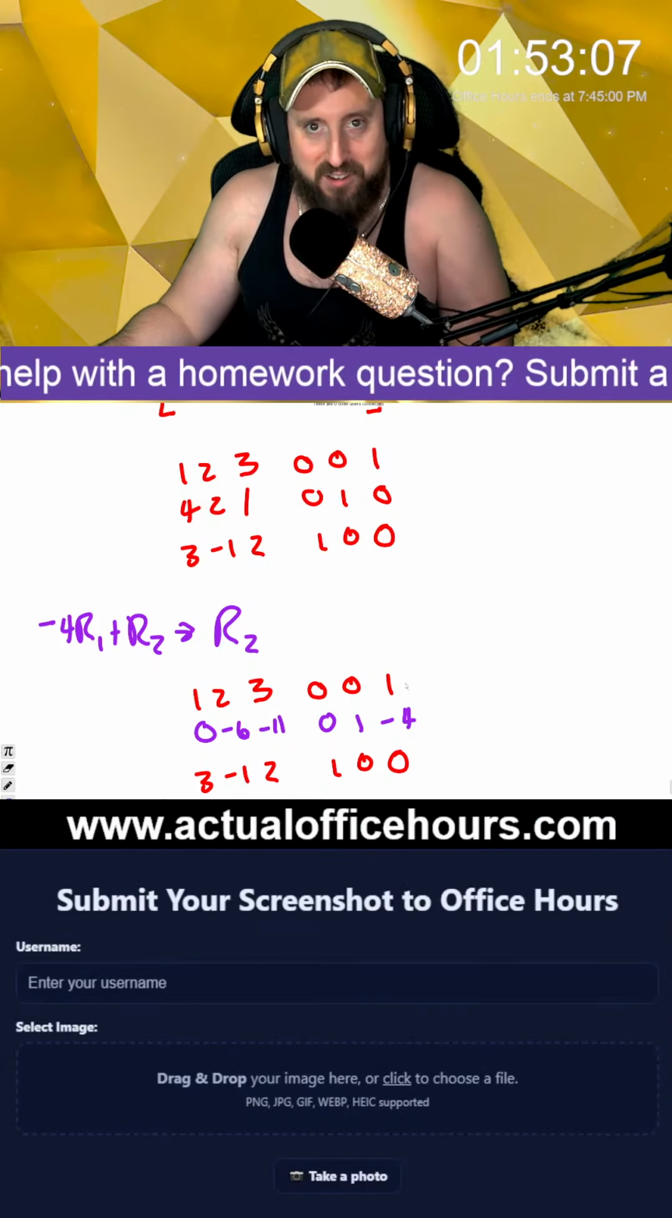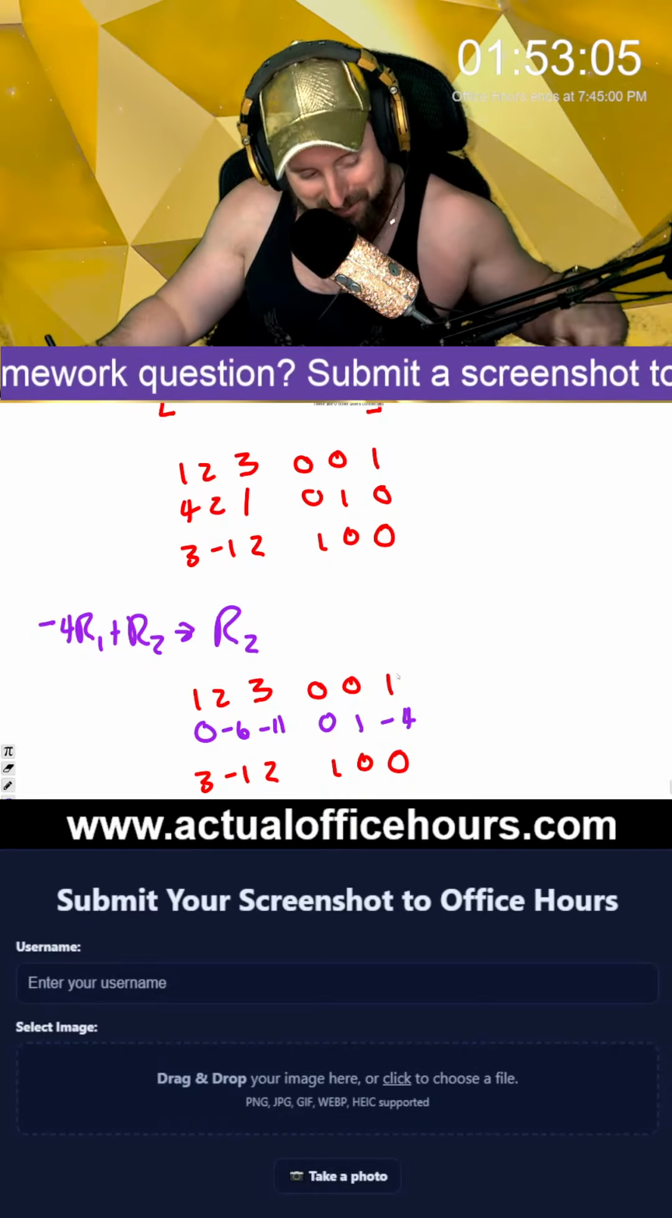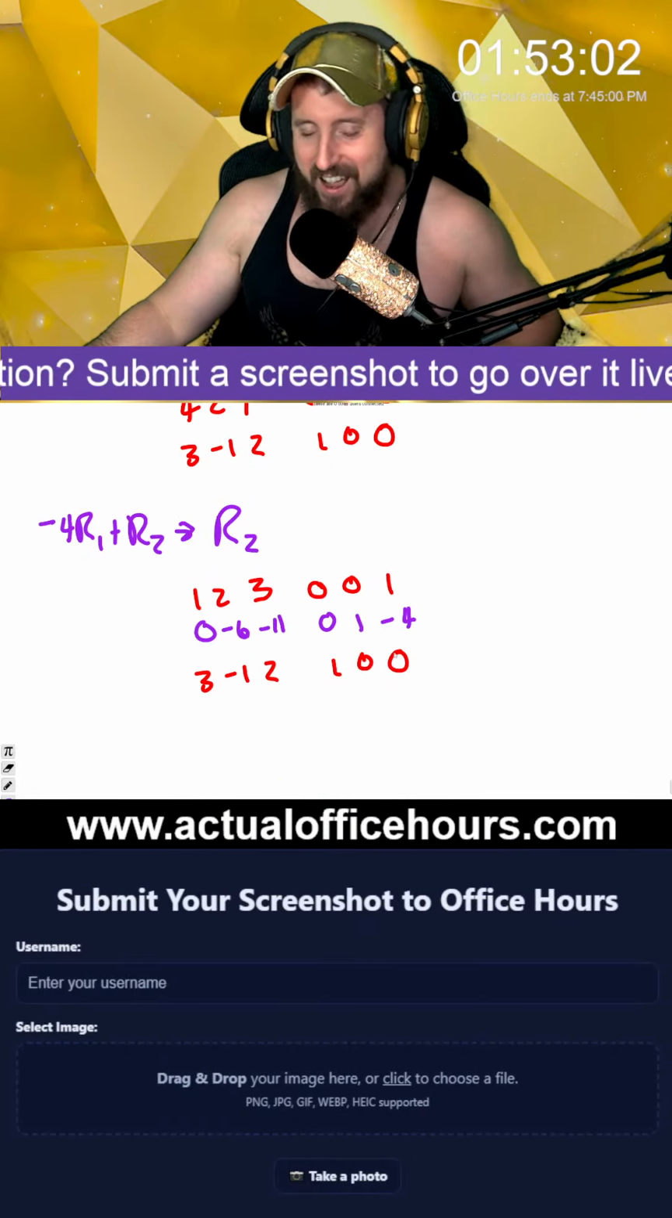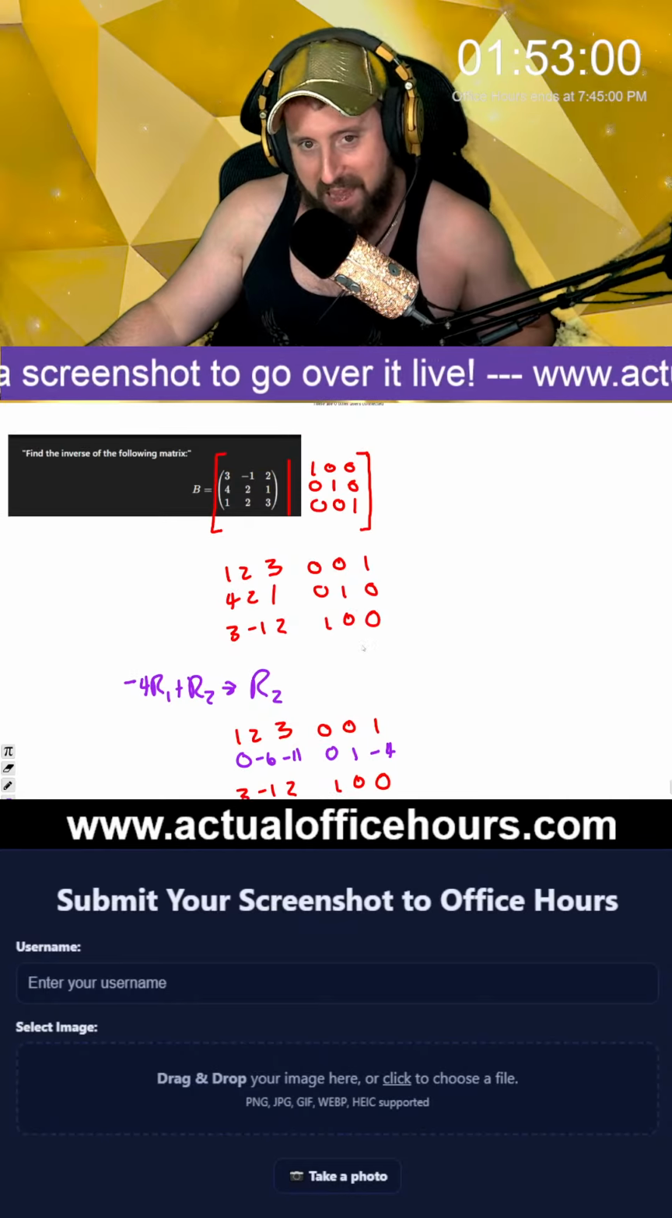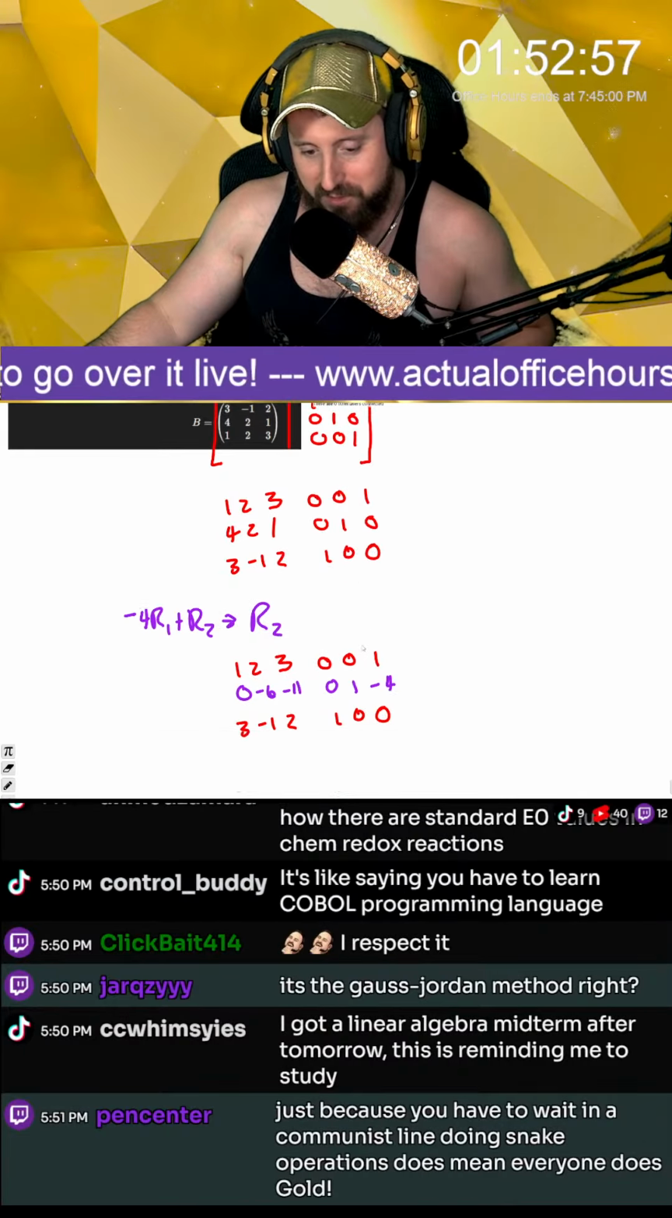Just because you have to wait in a communist line doing snake operation doesn't mean everyone does. I don't think there's a faster way to do this. This is just pain. Dude, finding inverses of 3x3 matrices is just painful.